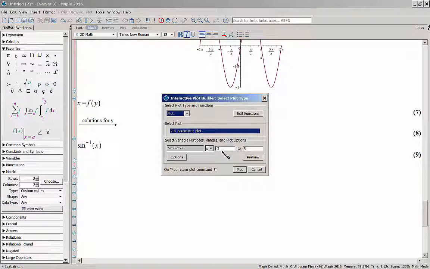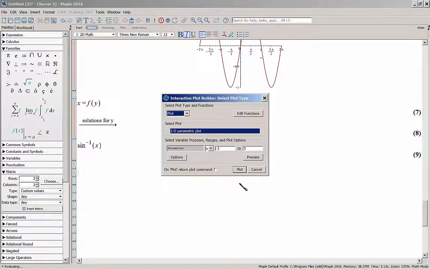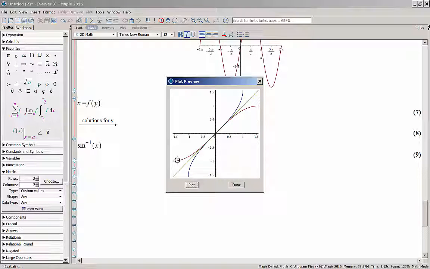Now the parameter defaults to -3 to 3, which is going to give you too much of the sine function. This is not a one-to-one piece of the sine function. So you have to enter minus pi over 2 to pi over 2. So now you can see in red the piece of the sine function that serves as the principal branch, and its reflection across the line y equals x is the graph of the arcsine function.